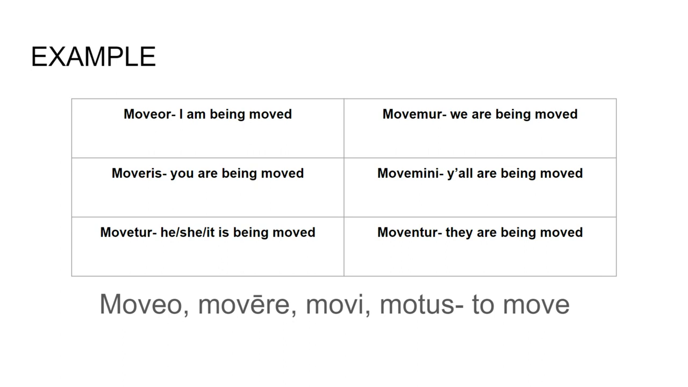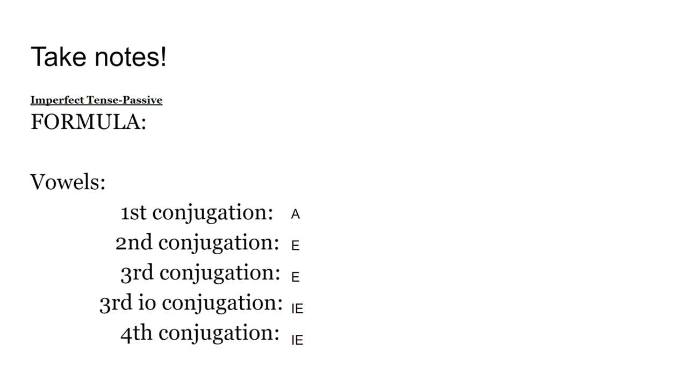You can see this is exactly the same way we would conjugate a verb in the active voice. We're just changing the endings. Instead of O, S, T, mus, tis, nt, we've got a new set. It's R, ris, tur, mur, mini, ntur. Not too bad. All right, back to your notes page.